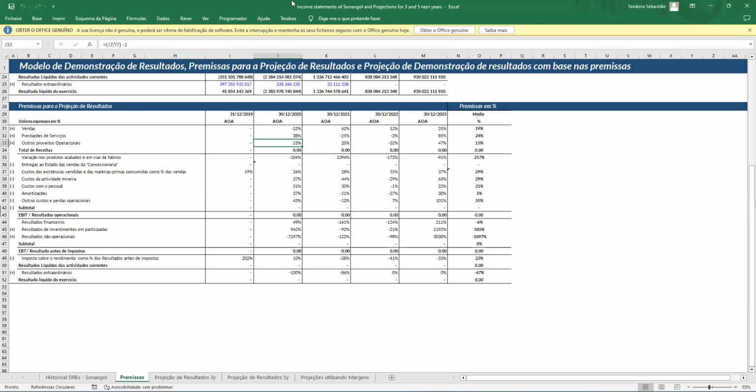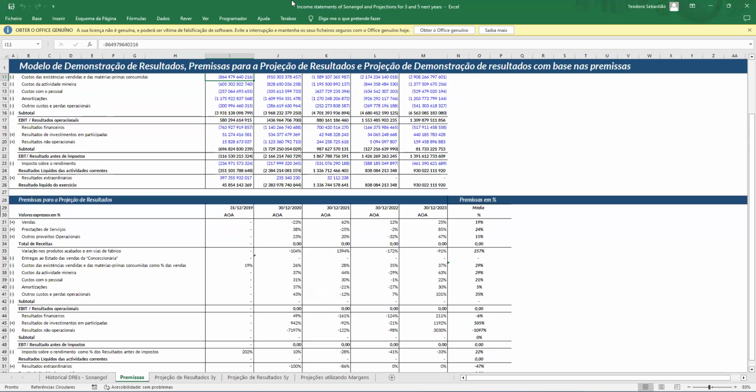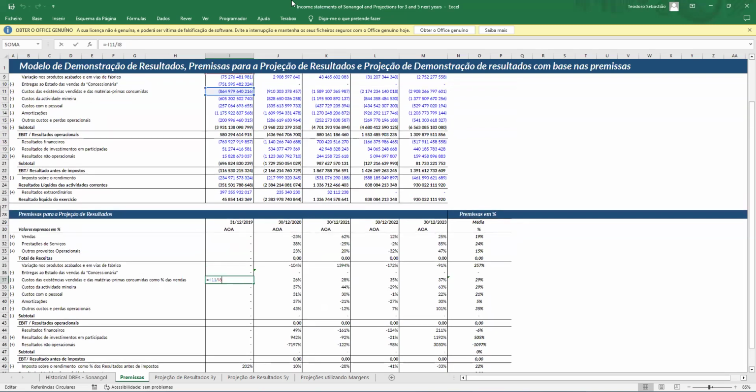We can see that for the COGS, the cost of goods sold in English, or custos das mercadorias vendidas in Portuguese, we did this metric as a percentage of revenue, as I told you in the past video. In the first year, 2019, we can see the COGS as a percentage of revenue being 19%, which is not that big. It's okay.